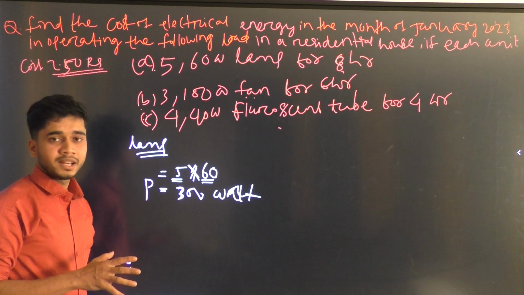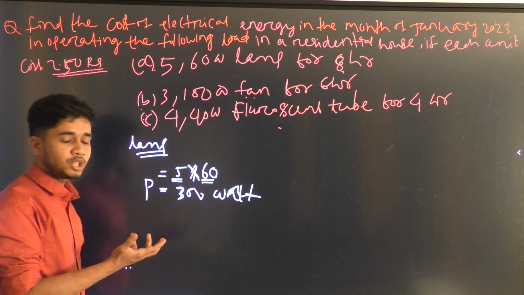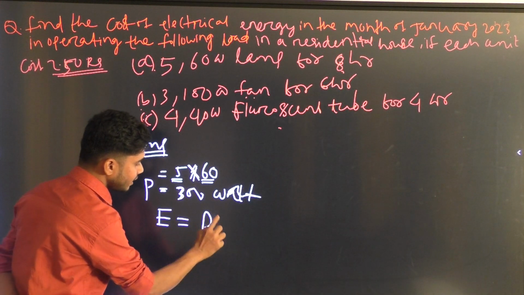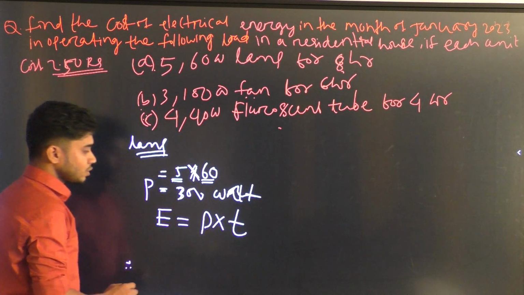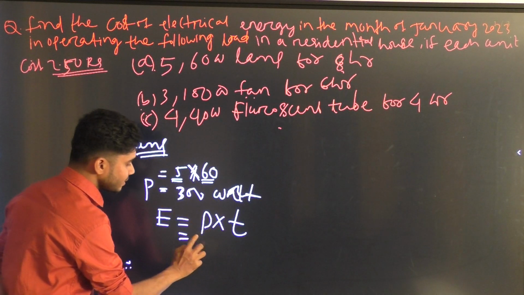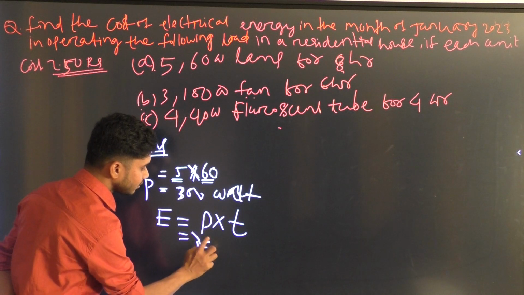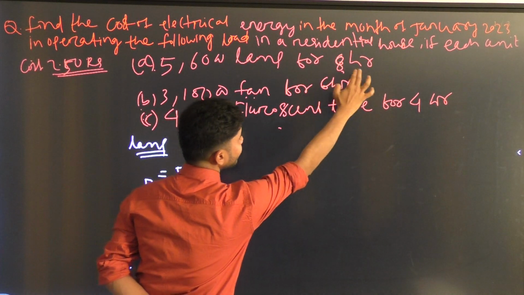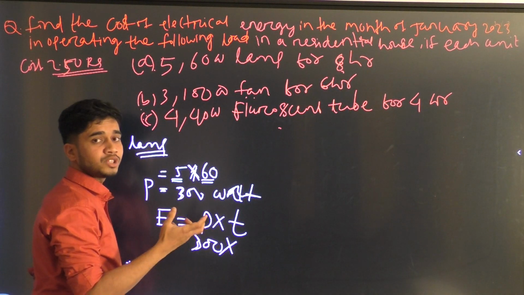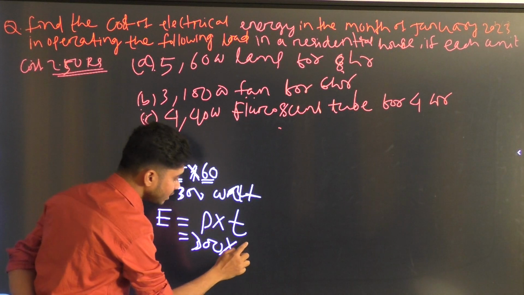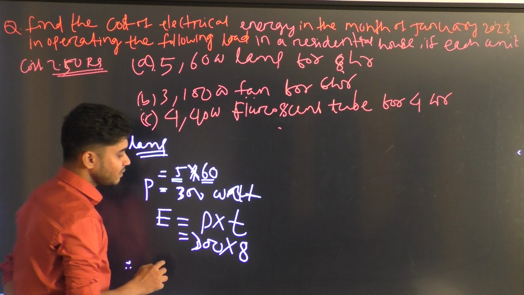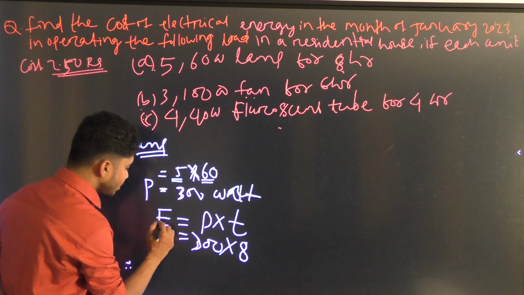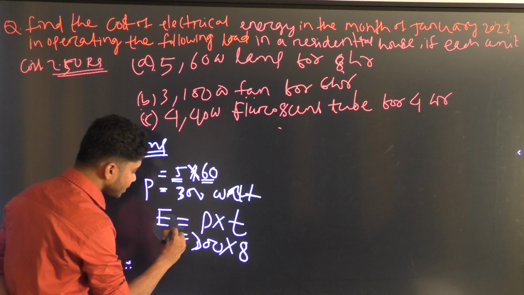Now this is the power calculation. We have not calculated energy yet. So what is the procedure to calculate energy? The formula to calculate energy is power into time. We have already calculated power, which is 300 watt, and these lamps are connected for a period of 8 hours every day. So we need to multiply by this time factor. The time is 8 hours, and power into time is our energy.